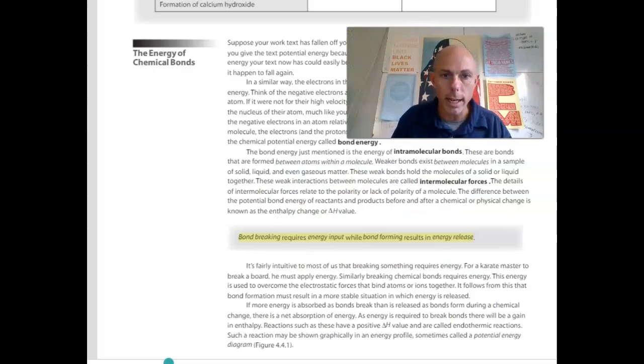I'm now on page 198 of the ebook, looking at this section titled The Energy of Chemical Bonds. This highlighted phrase, "bond breaking requires energy input, while bond forming results in energy release or an output of energy," is a really key statement that is going to underlie the majority of the concepts we're going to talk about in this unit, thermochemistry, or thermodynamics.